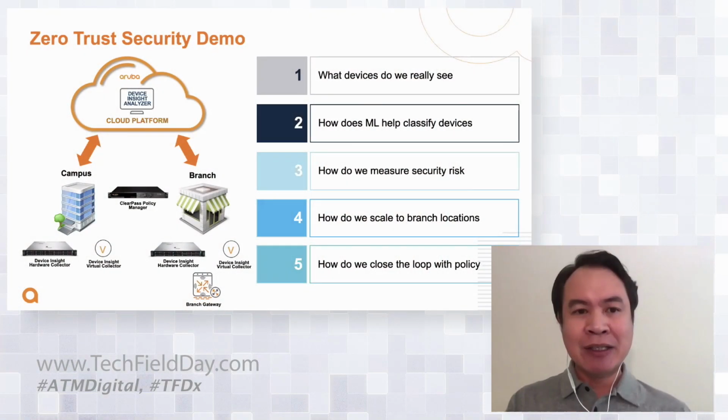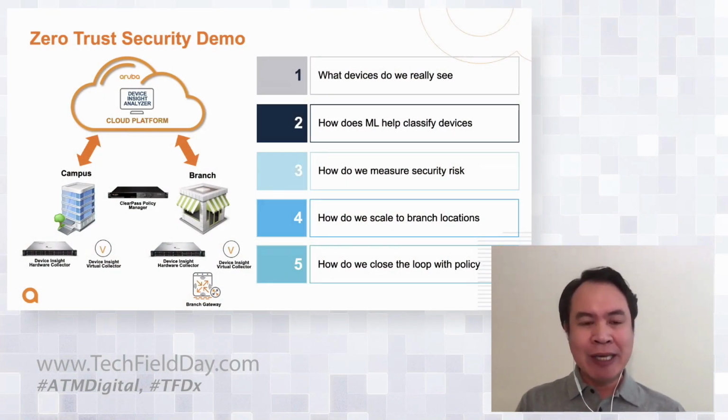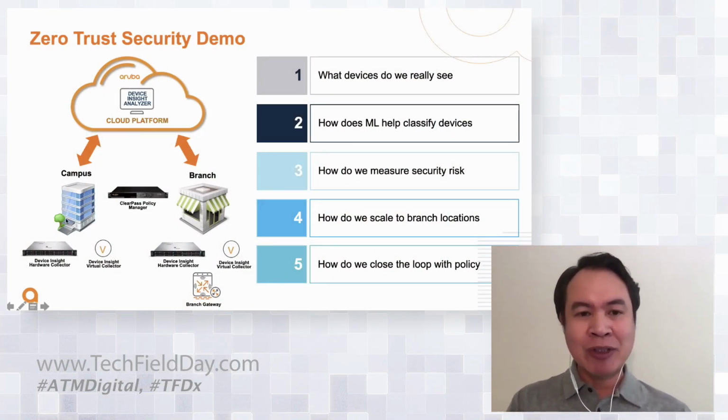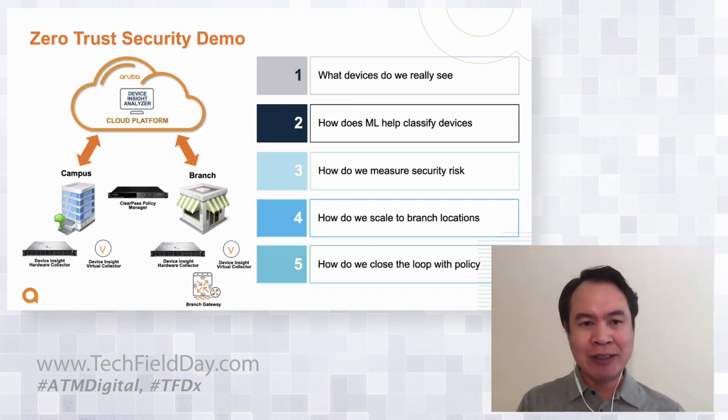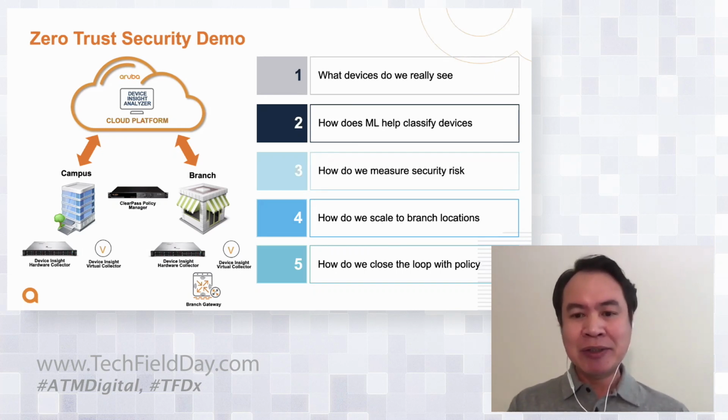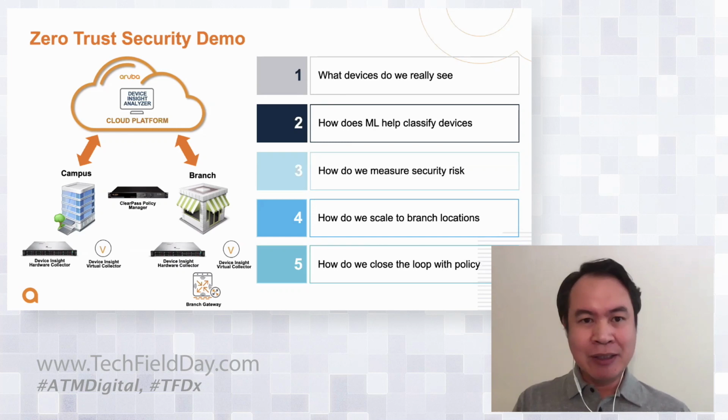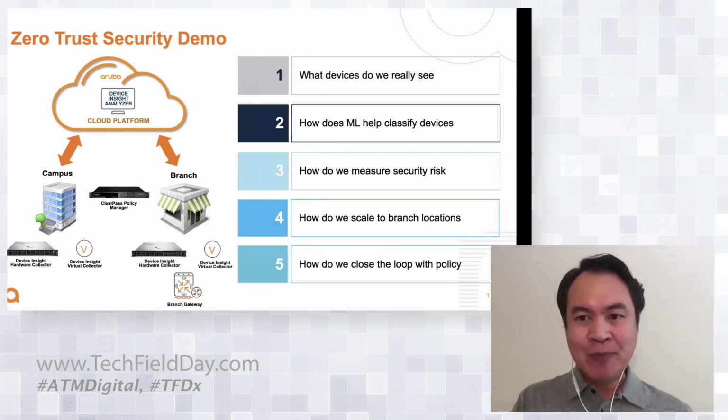And the last step is really how do we close the loop? So how do we take all the information that we get on Device Insight, integrate that with Policy Manager, and be able to implement secure access policies on devices of interest. Okay, so let's go ahead and dig in.